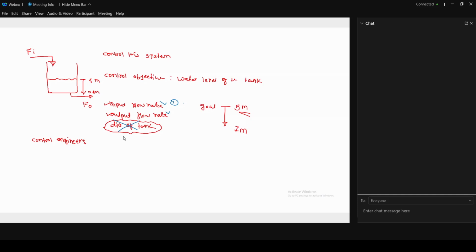Okay, let me explain which one we should go with. So what we basically need to do. Here we had a valve, for example. Here also we have a valve.